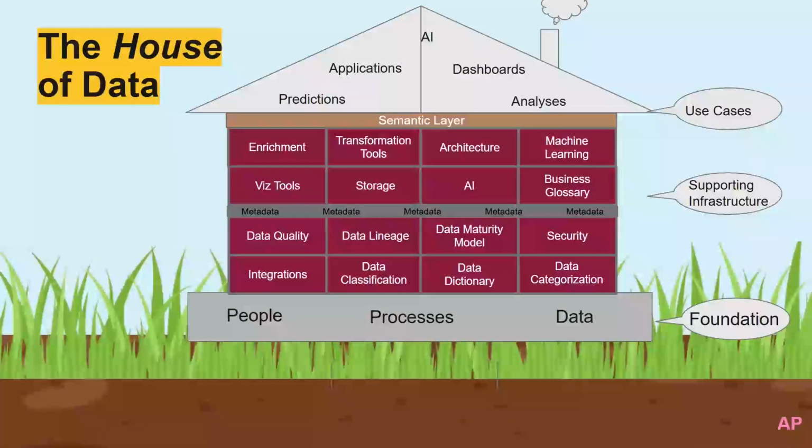So let's talk about this analogy we're going to be consistently referring back to throughout our presentation, which is the house of data. At the bottom, you see our supporting foundational elements, which are people. This is things like data stewards, analysts, anyone who's contributing. We have our processes. This includes things like getting access as well as some of the enrichment and ETL work going on. And then we have the actual data.